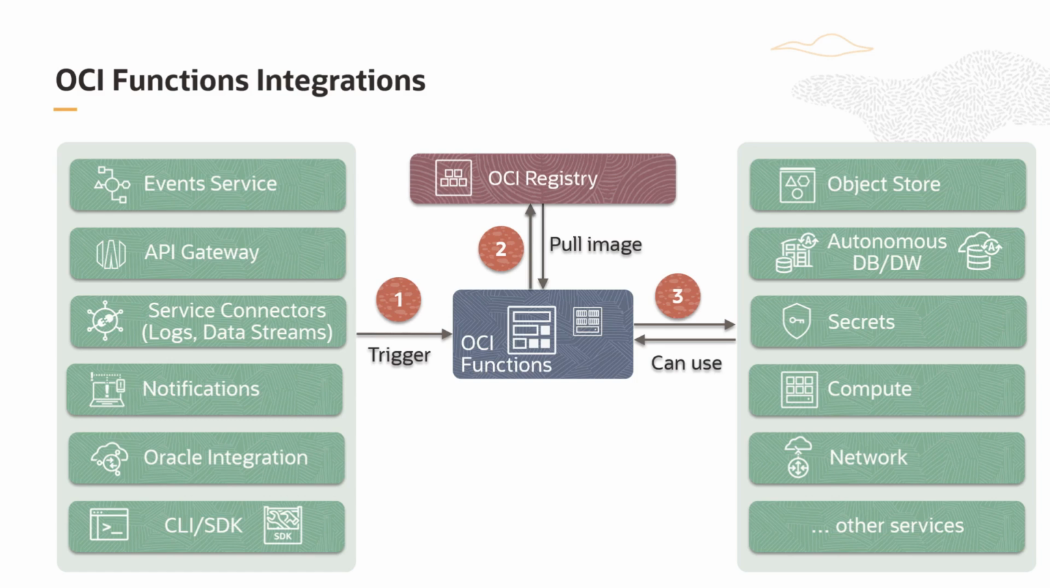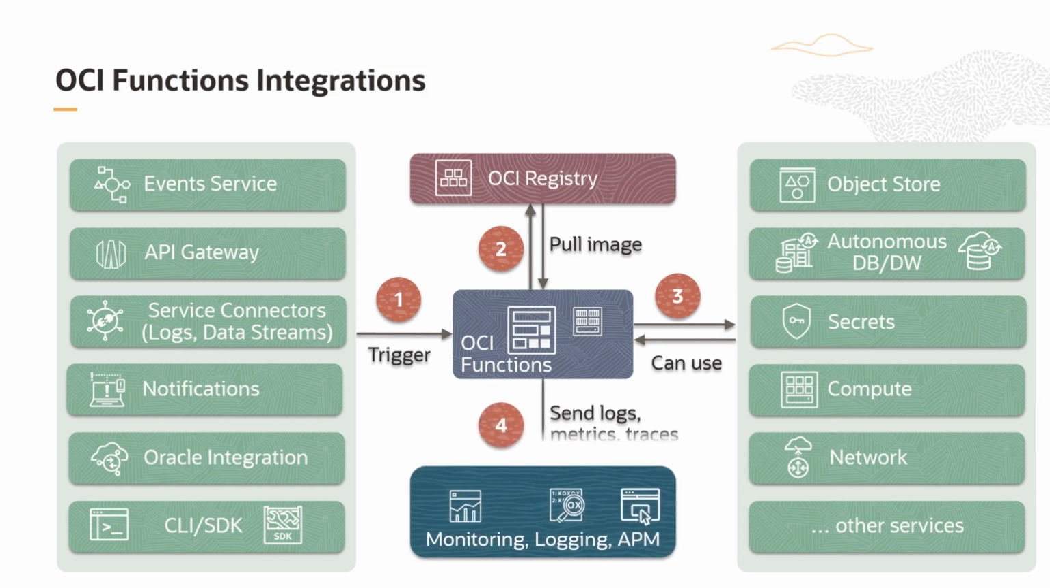All the logs, metrics, and traces generated during the function execution are automatically sent to OCI's logging, monitoring, and application performance monitoring services. This integration ensures that you have comprehensive visibility and insight into your function's performance and behavior, helping you maintain and optimize your applications effectively. With these integrations, OCI Functions provide a powerful platform for building, deploying, and managing serverless applications that can interact with a wide array of cloud services, ensuring your solutions are both flexible and scalable.